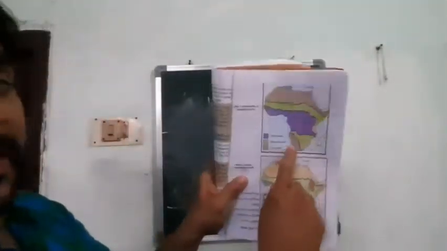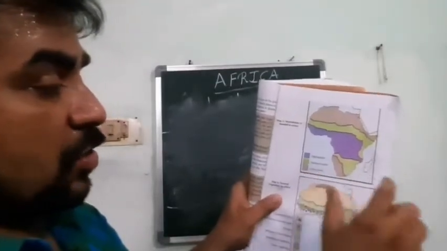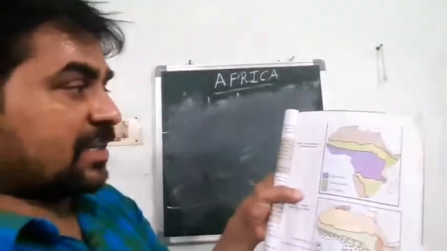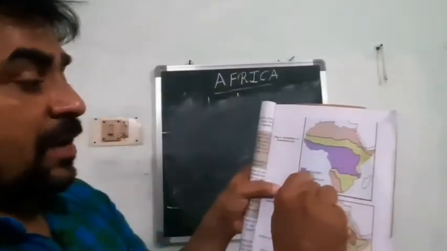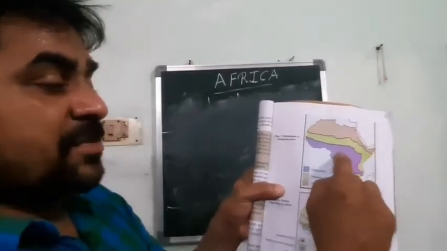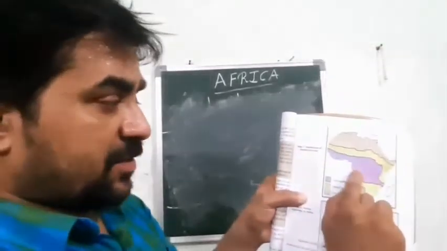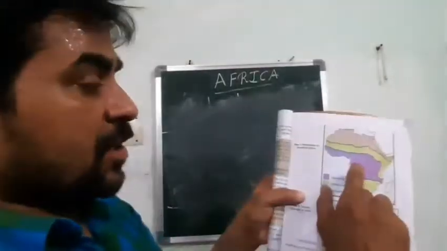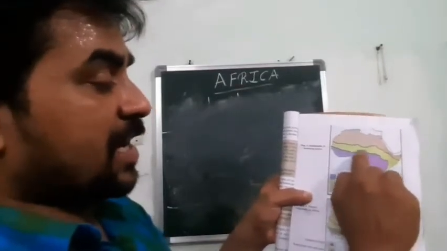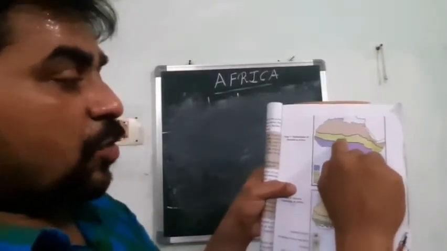Here we have different colors: high rainfall areas, medium rainfall areas, low rainfall areas. You have a textbook, so watch it and you can understand. This color shows high rainfall. Why does this area get very high rainfall? These are the areas near the equator. Both sides of the equator have high temperature, and because of high temperature, high rainfall occurs. Above that, the rainfall is moderate.